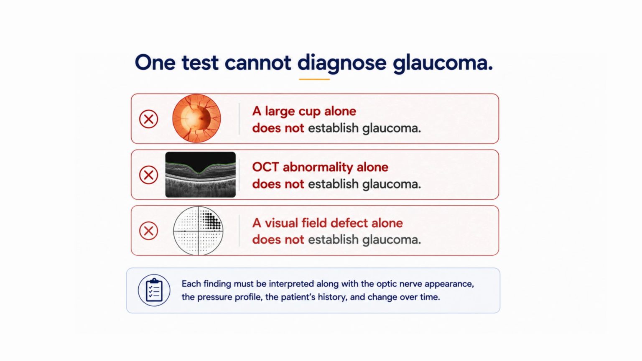You might see just a large cup alone, and that is not glaucoma. You might sometimes see just an OCT abnormality alone. That also does not establish glaucoma. A visual field defect alone also does not establish glaucoma. Each finding must be interpreted along with the optic nerve appearance, the pressure profile, the patient's history, his family history, and change of the findings over time. And this is how we recognize a glaucomatous optic neuropathy, by bringing together the structural and the functional evidence in the correct clinical context.